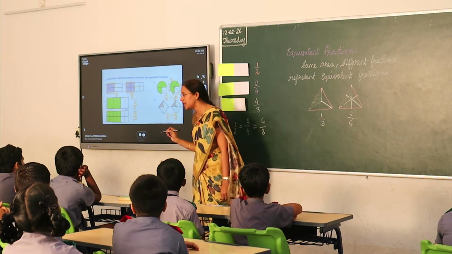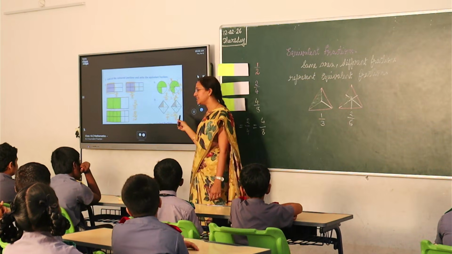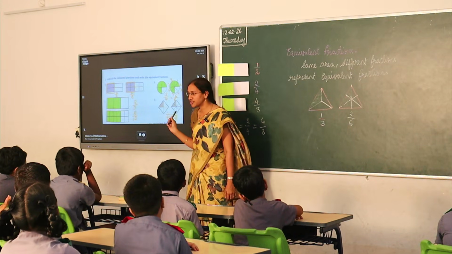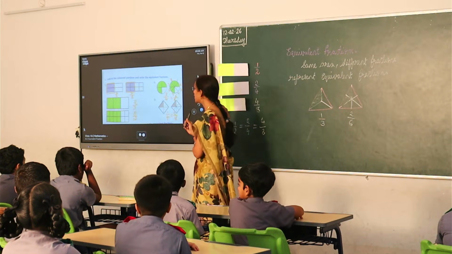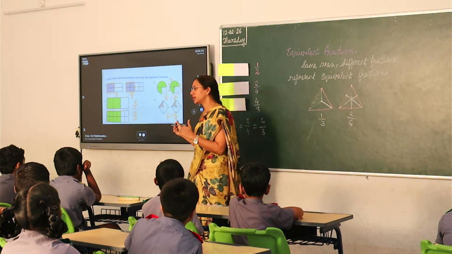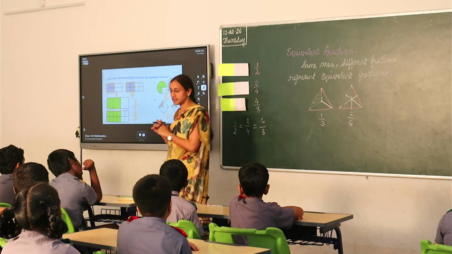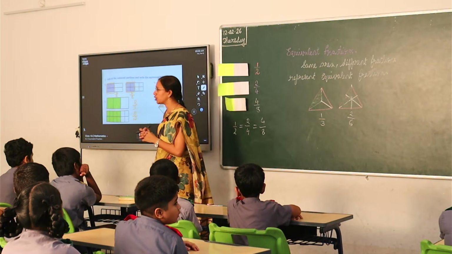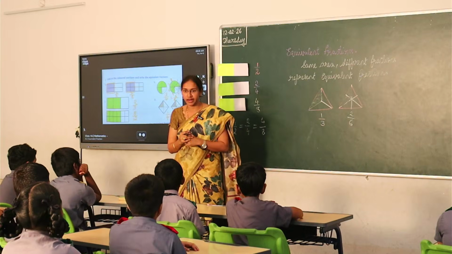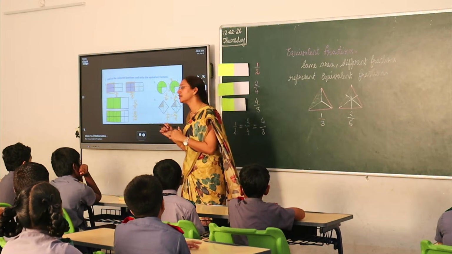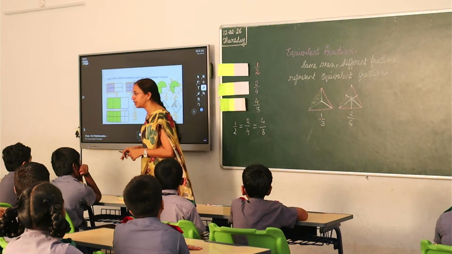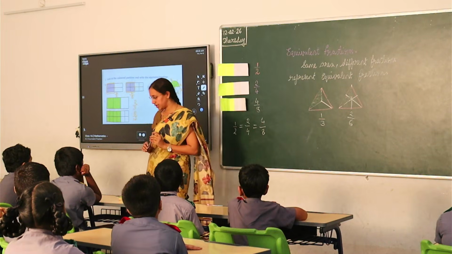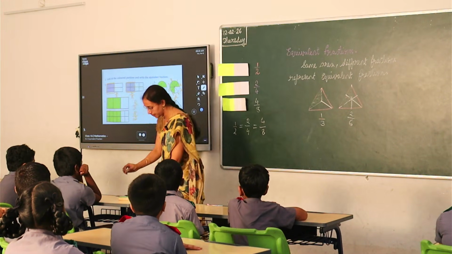Are they equal? Yes. Same area is shaded but with different numbers. Understood, children? So these are what? Equivalent fractions. Now see, children, if the figure is given, you can find out whether they are equivalent fractions or not by seeing the shaded area. But what if the figures are not given? How will you find out the equivalent fractions when figures are not given? So that we will learn here.